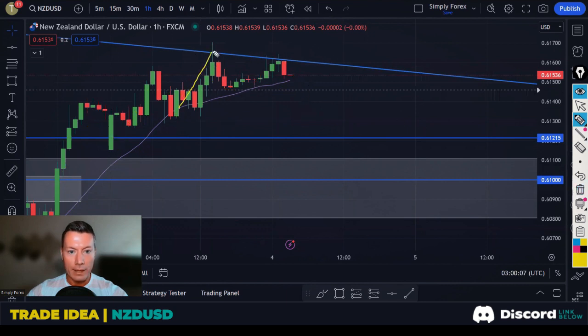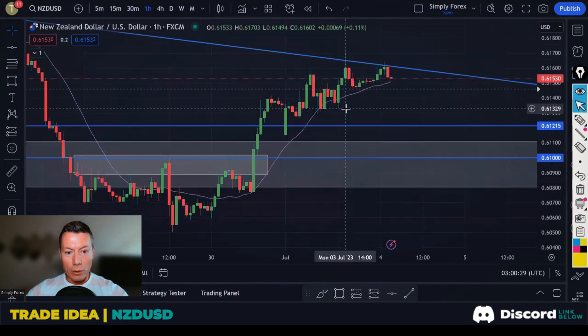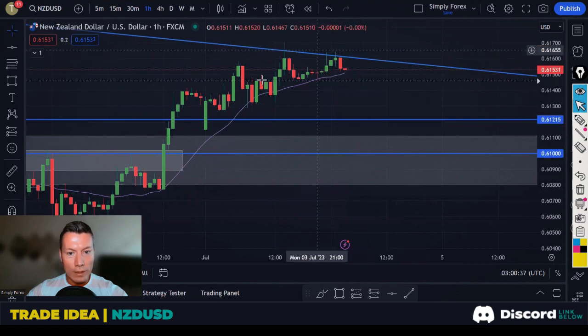So just follow that H1 structure. As soon as we get a breakdown of these lows, I will be entering this trade. Put my stop above here and away we go. Our first target will be back down to here, guys, this 6121, and then potentially all the way down to this 6100 level. And even, guys, all the way back down to these daily lows here. All right, so that's what I'm looking at, guys. It's a really nice zone. I like this trade, this New Zealand US dollar.